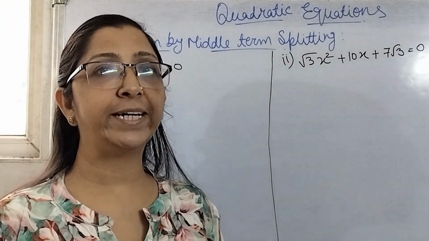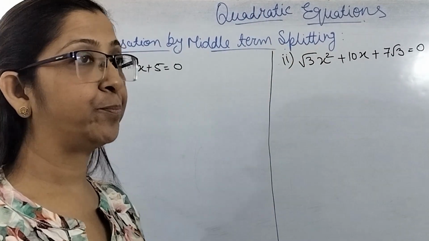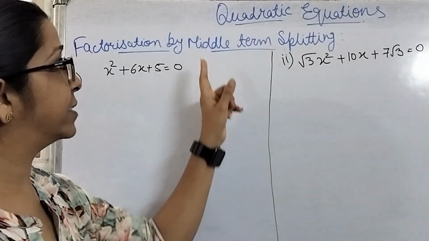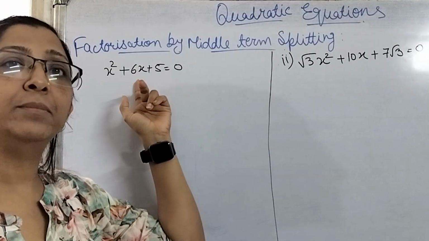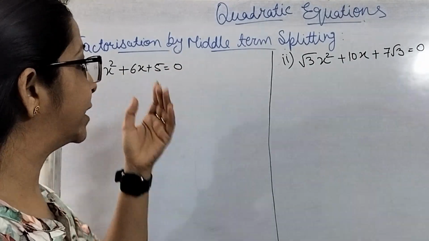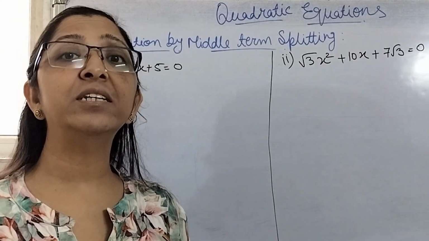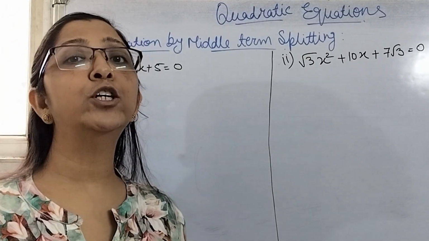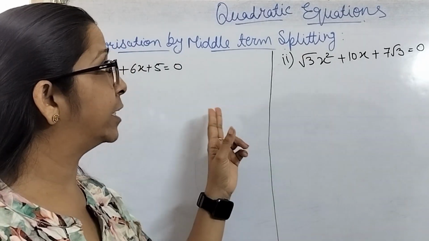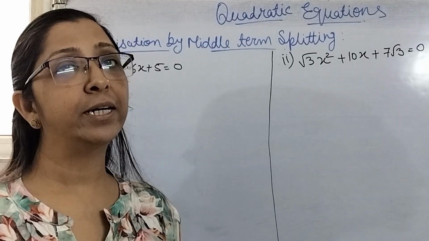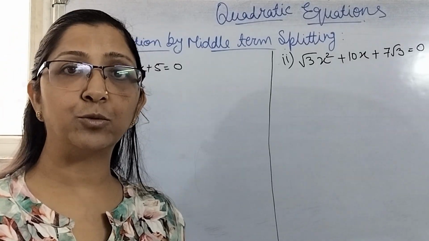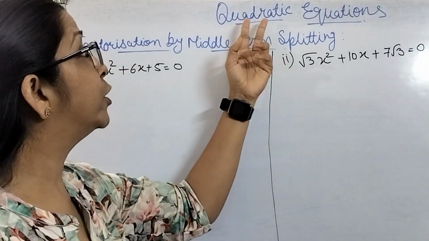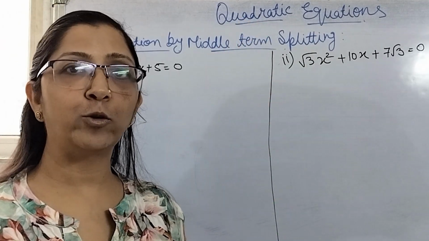Let's see how to find the roots of the quadratic equations. The method which we'll be using is factorization by middle term splitting. As the name suggests, we need to split the middle term. We know that in a quadratic equation, a maximum of 3 terms could be there, and a maximum of 2 roots could be there. It is even possible that there is only one real root, or that there is no real root. But at the max, we can have 2 real roots of a quadratic equation.